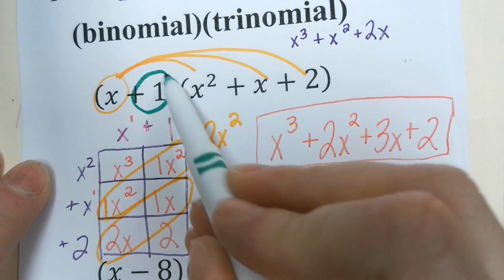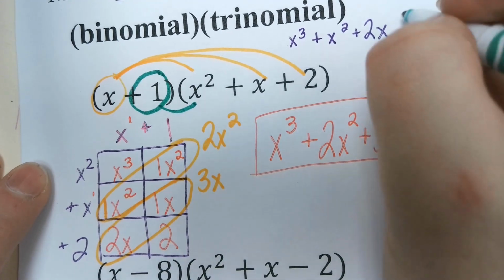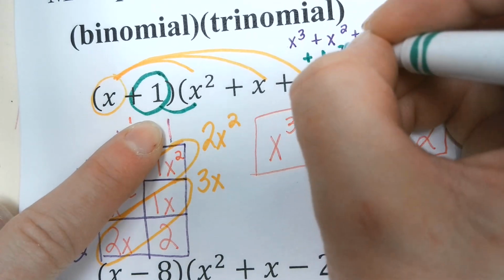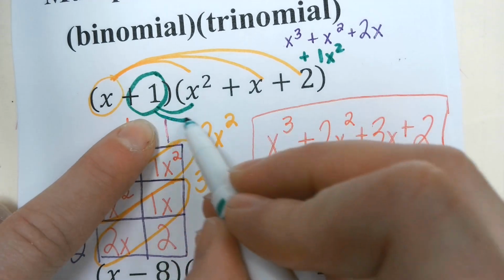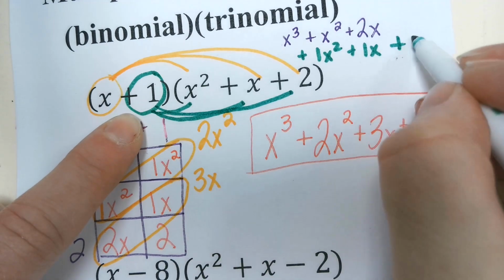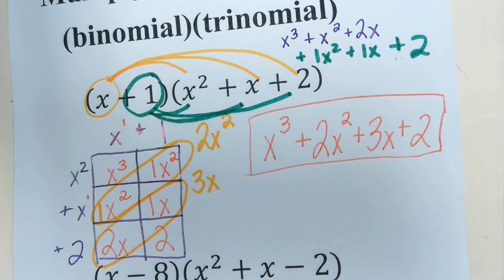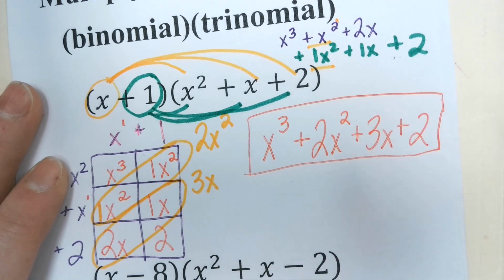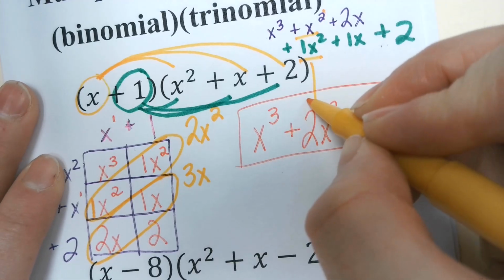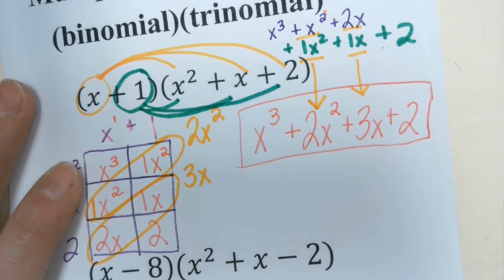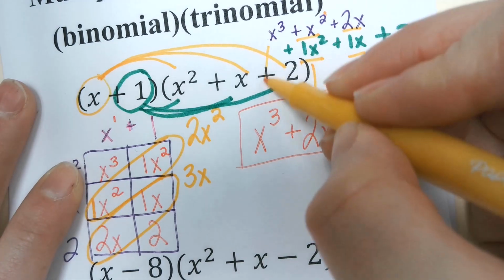And then you would distribute this 1. I'll go underneath. I'm going to put it underneath here too. Plus 1x squared, plus 1x, plus 2. So I'm getting the same things. And then you would combine them the same way we did. Here's an x squared and here's an x squared. So that makes the 2x squared, right? 2x and 1x makes 3x. And just an x cubed.